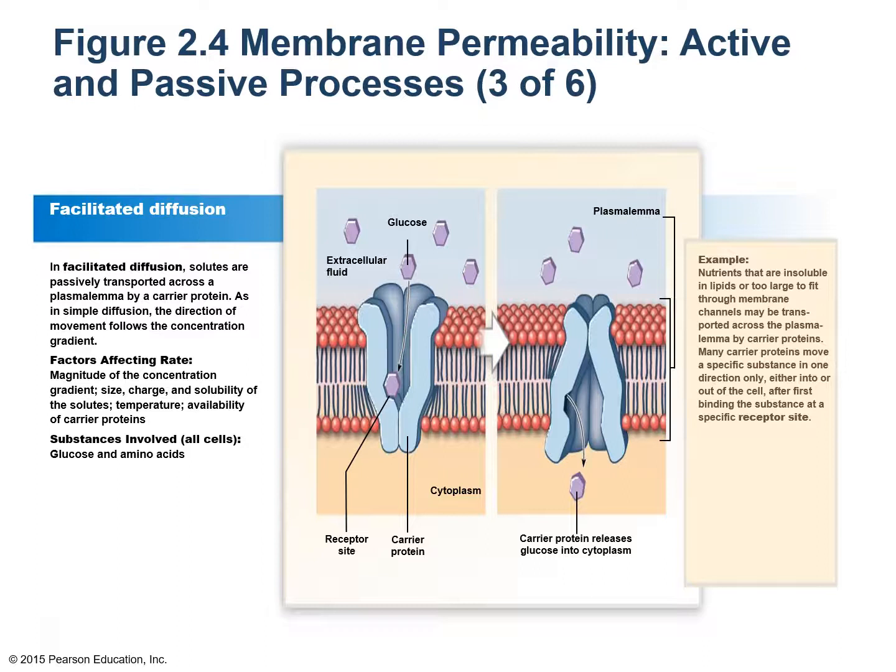In facilitated diffusion, if the solutes are too big, or they are insoluble in lipids, then it becomes difficult for them to move across the cell membrane. Here the integral proteins serve as carrier proteins. For example, you can see the glucose molecule being transported by a carrier protein from outside to inside.